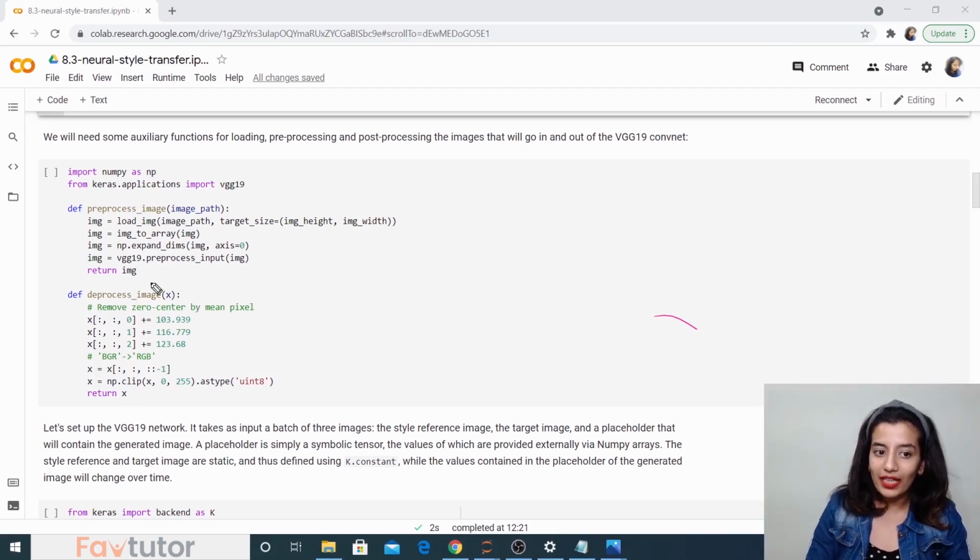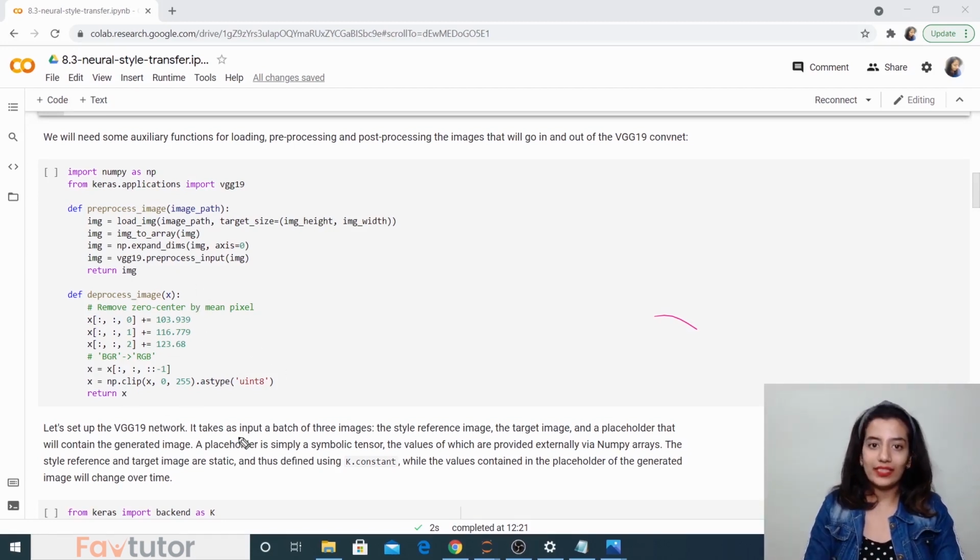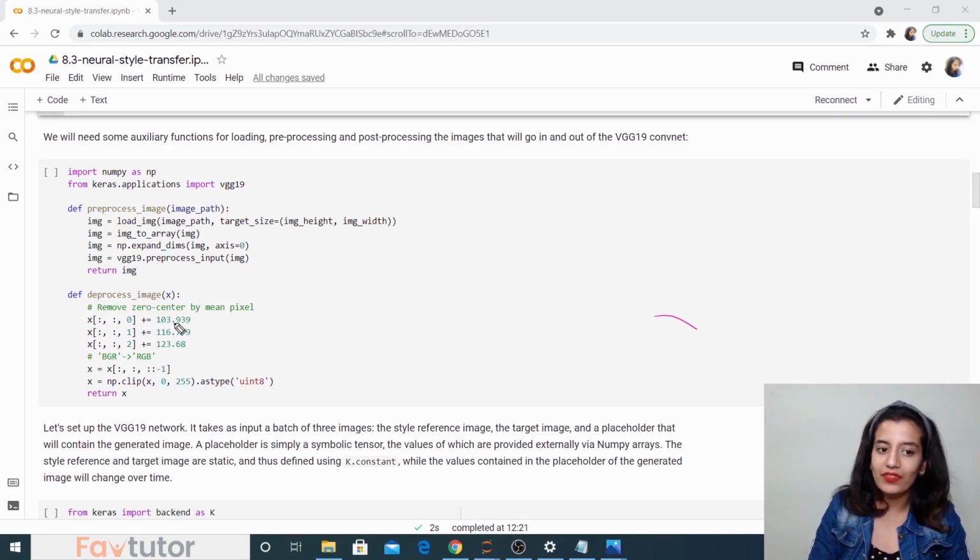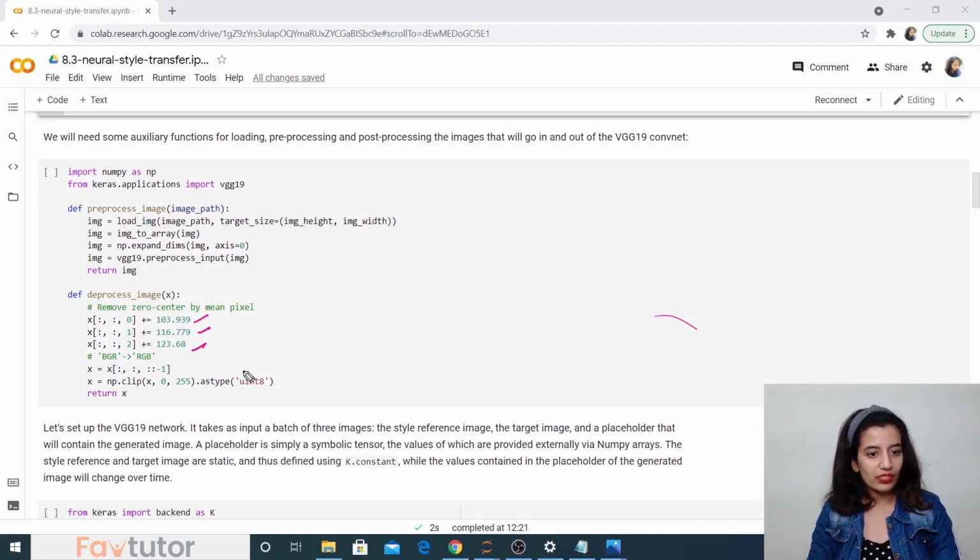Then I need to provide a place for all three images. Basically we have three images. So you can see, let us set up the VGG network. I am setting up the network in which a batch of three images is sent. What are those images? One is the content image, one is the style image. Next you can ask me what the third image is. The third image is nothing but a placeholder for the generated image.